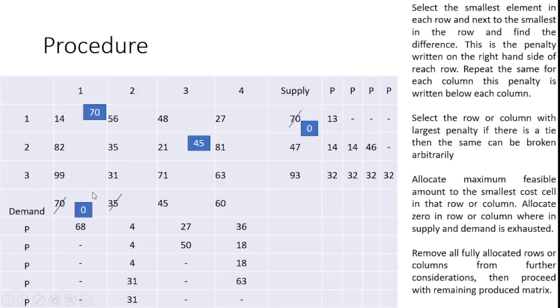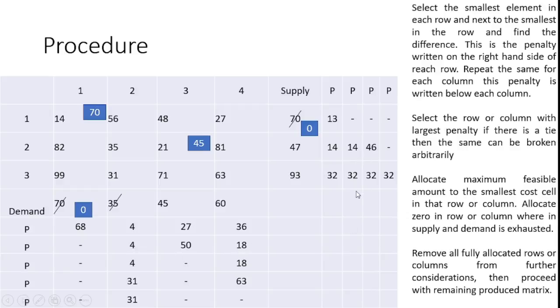I neglect where I got the supply as 0 and demand as 0, so that demand and supply are exhausted, and I leave the corresponding column and row. Here the difference between 31 and 35 is 4, and 21 and 71 is 50, and 81 and 63 is 18. Likewise, I got the penalty column-wise.